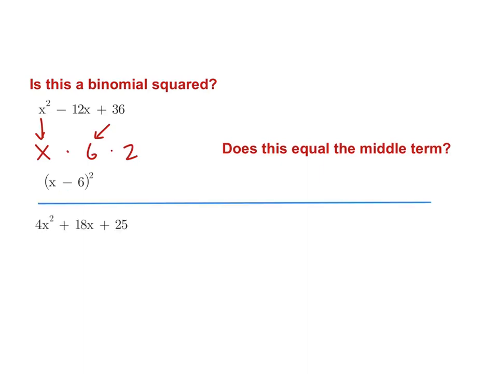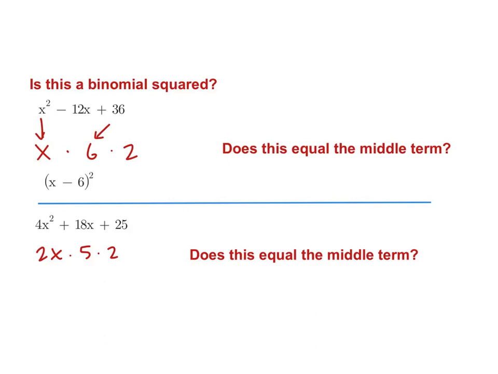Okay? Here's another example. Is this a binomial squared? So go through the process again. Take the square root of the end terms, multiply it by 2, and see if it equals the middle term. What is the square root of this first term? 2x. What is the square root of the last term? And then I have to take those together times 2. So 2x times 5 times 2. Does that equal 18x? No.